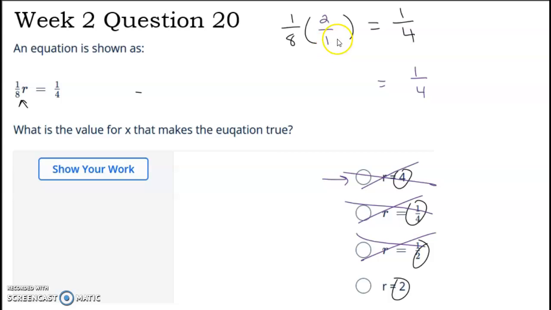2, I'm going to change it to a fraction, which is just 2 over 1. 1 times 2 is 2. 8 times 1 is 8. You can divide both of these by 2 and you will get 1/4. So it must be r equals 2.